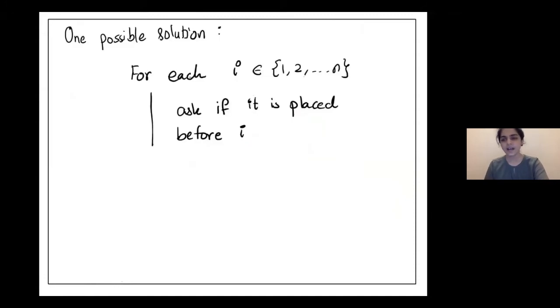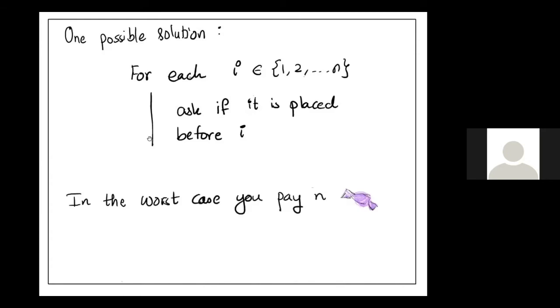Okay. And I think it's quite easy to imagine a protocol where what you do is as follows. For each i, you ask, is it placed before i? So you start from 1 to n and you ask, is it placed before 1? That means it will be inside 1. Is it placed before 2? Is it placed before 3? So on and so forth.